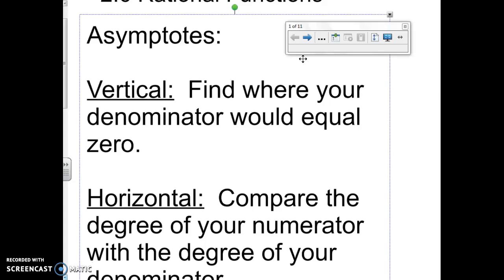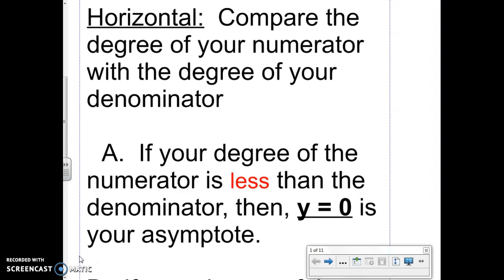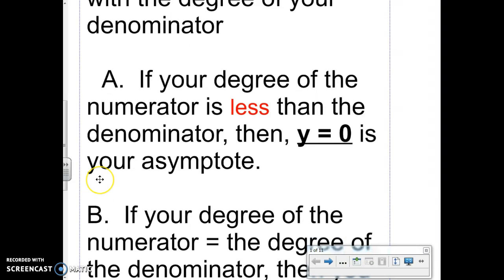Horizontal asymptotes now, you always have to compare the degree of your numerator with that of the denominator. And those of you guys at home, I'm pausing you for a second so those in class can catch up. All right, so if you're going to have a horizontal asymptote, you're going to compare the degree of your numerator with that of your denominator. So there's going to be 3 parts, A, B, and C. So this is A. If the degree of your numerator is less than that of your denominator, then y equals 0 is your asymptote. Those of you at home, I encourage you to pause that, write that down.